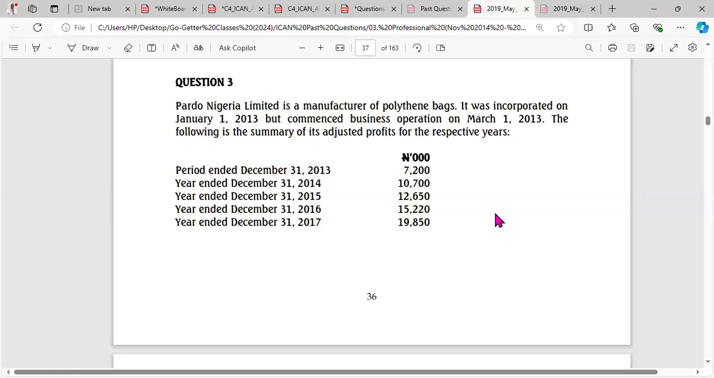Pado Nigeria Limited is a manufacturer of polythene bags. Now, because they mention manufacturer, what comes to your mind is capital allowances will not be restricted. So you say CA not restricted. It was incorporated on January 1, 2013, but commenced business operation on March 1. So we don't look at the date of incorporation, it is the date of commencement.